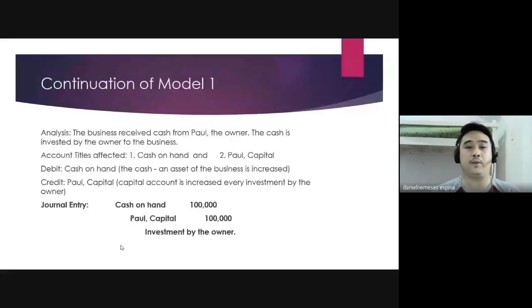What is the explanation for the journal entry? The business received cash from Paul, the owner. So the cash is invested by the owner in the business. As for the account titles affected, for example, there are two, cash on hand or cash in bank. Let us use cash on hand, since the cash was placed in the store. So cash on hand and Paul Capital. Paul Capital is the account title we will use for the investment.